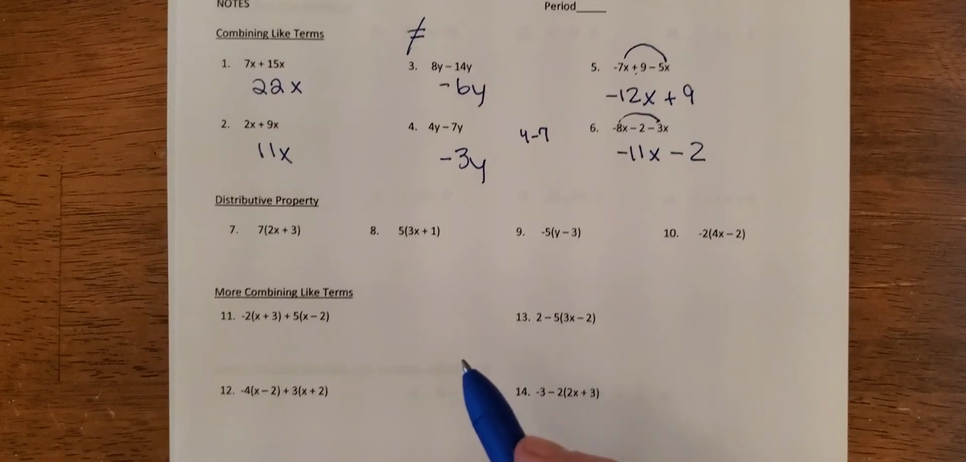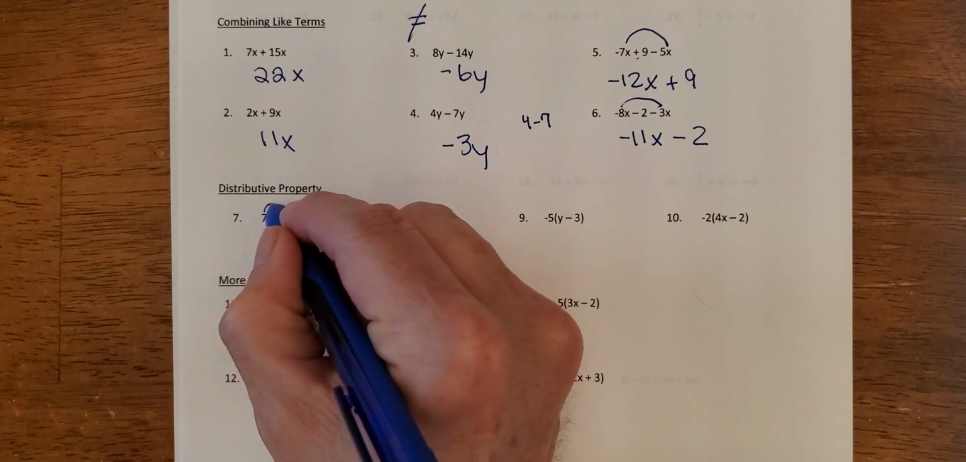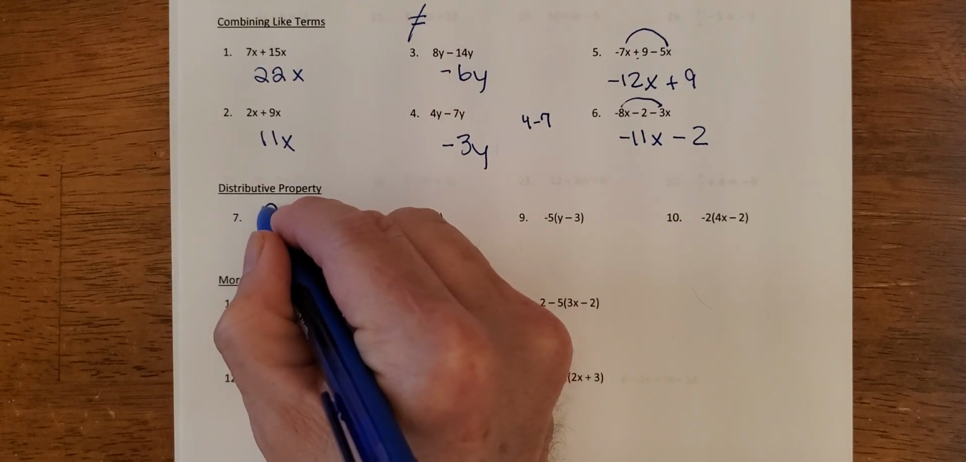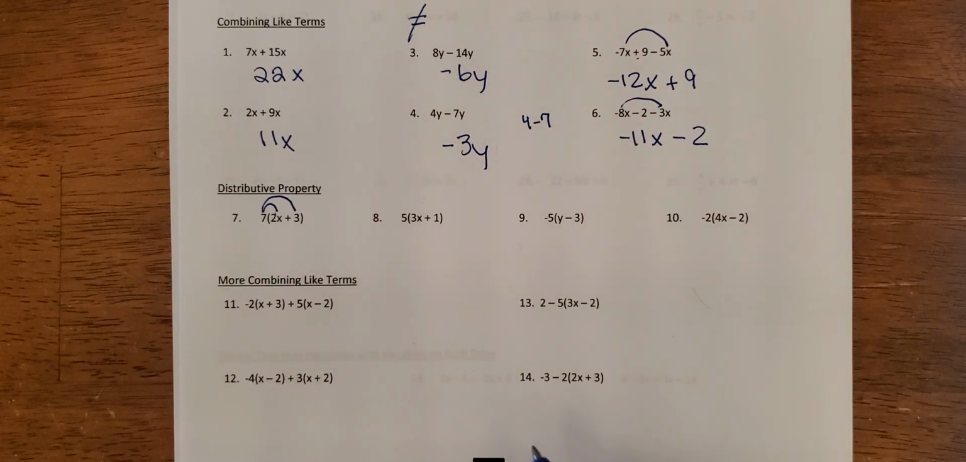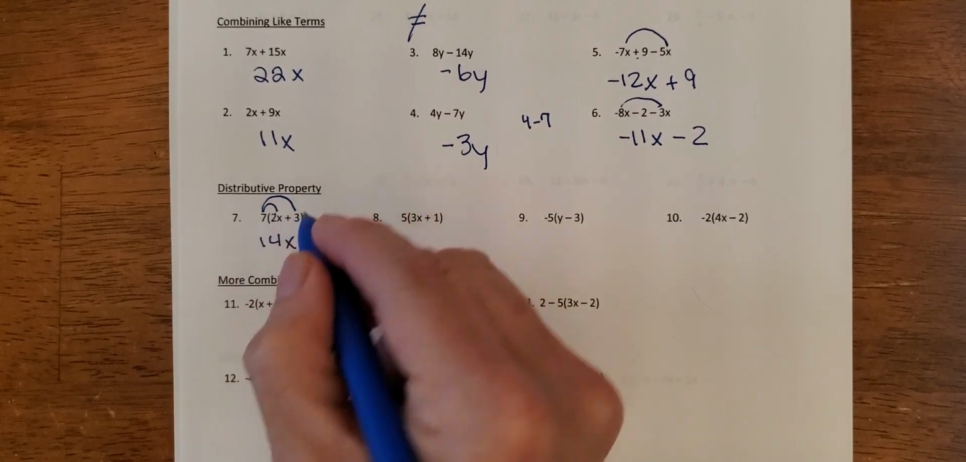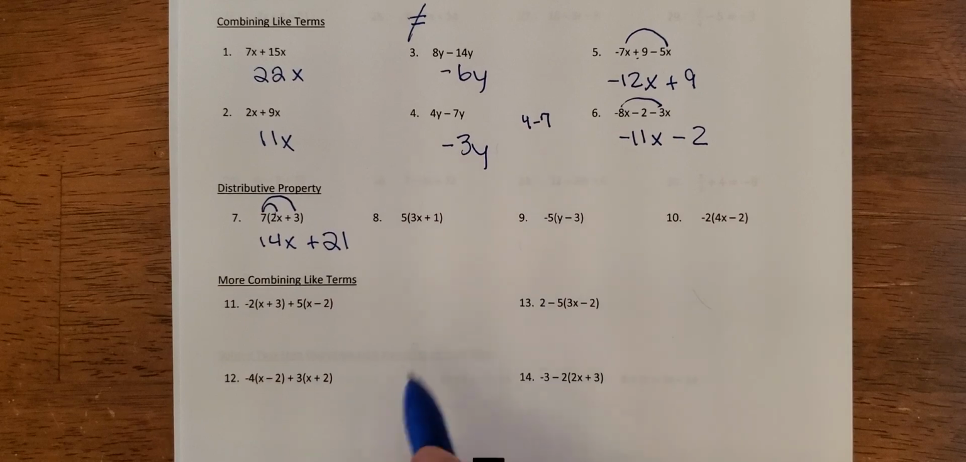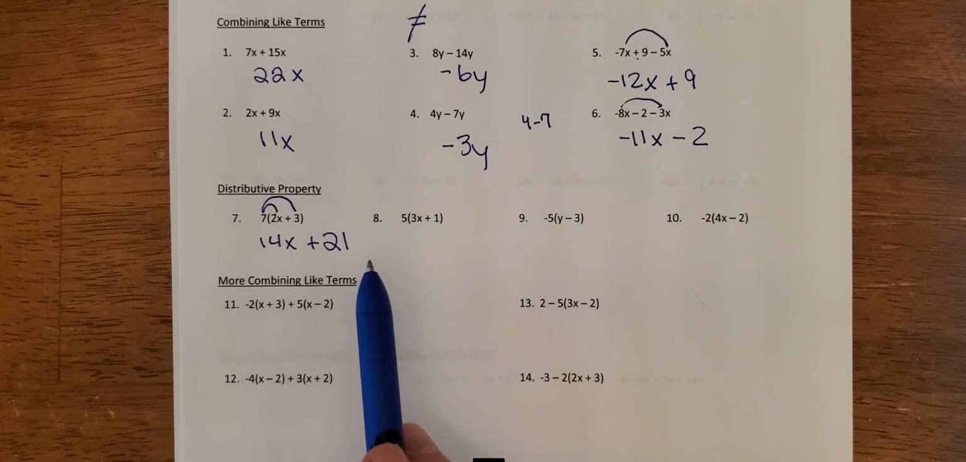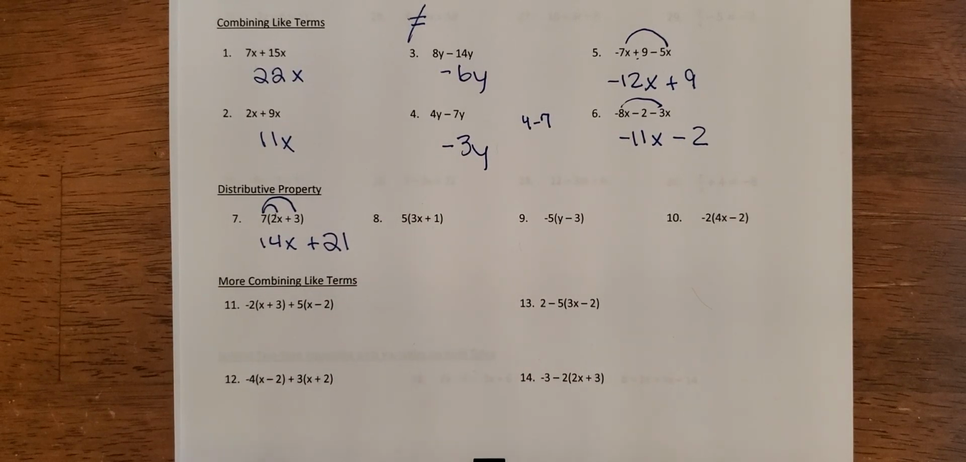Okay, distributive property. Okay, this is where you multiply the one number by this one and then the same number by the second one, right? So 7 times 2x is 14x, and then 7 times 3 is plus 21. Now, there's no equal sign. You can't solve for x here. You're just combining like terms still.